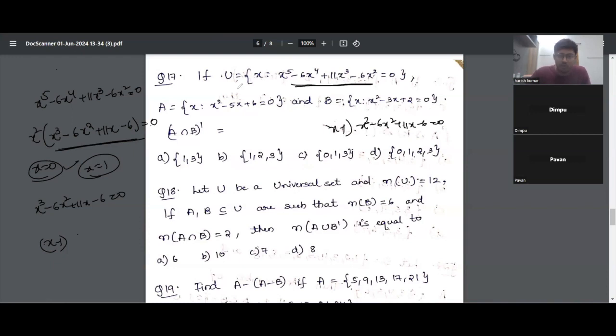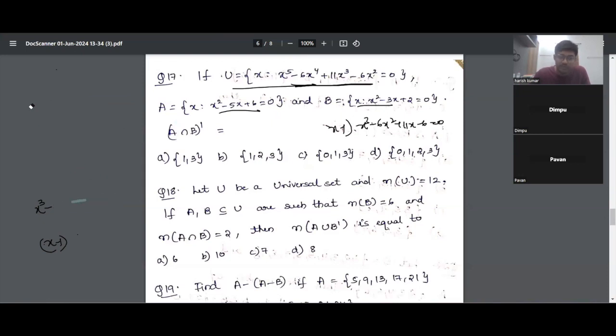Now what you'll do, you'll find the universal set, all the elements of the universal set. Then you'll solve this equation and find set A. Then you'll solve this equation and find set B. Then it is easy to find A intersection B complement, right? What is A intersection B complement? The elements which are present in the universal set, but should not be present in A intersection B. All right. So you try to solve this question. If you don't get it, I'll help you again. Okay, I'll send you the answer.